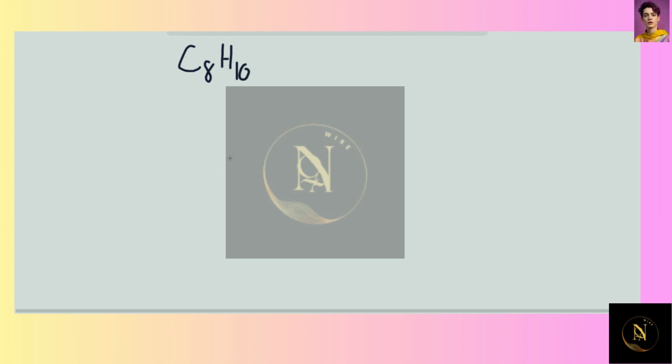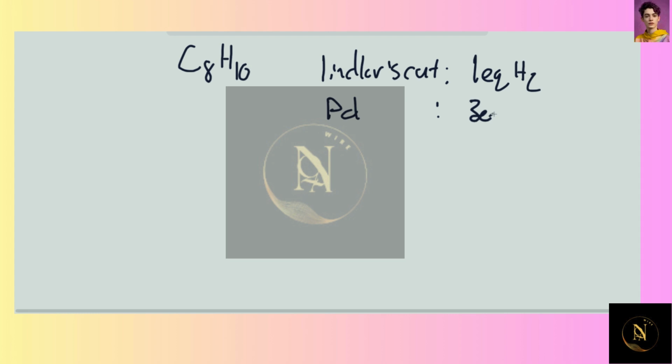Okay, we've got some hydrocarbon with the formula C8H10. We know that hydrogenation with Lindlar's catalyst used one equivalent of H2, and hydrogenation over platinum used 3 equivalents of H2.